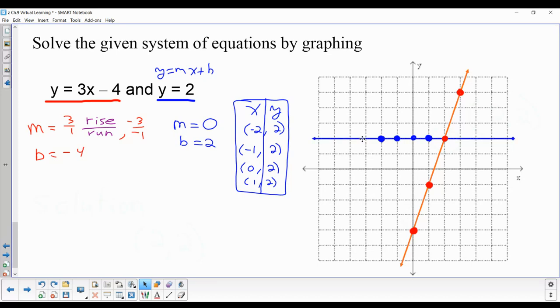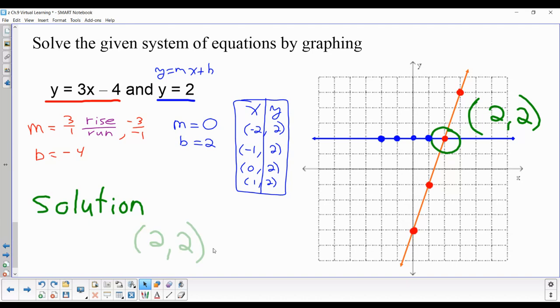And then you look for where they cross. Now, I see that these two lines cross right here, and this is at the ordered pair, 2 to the right and 2 up. That is at 2, comma 2, which means the solution for this system is the ordered pair 2, comma 2. Again, you graph the two equations, you see where they cross, and that is your solution.